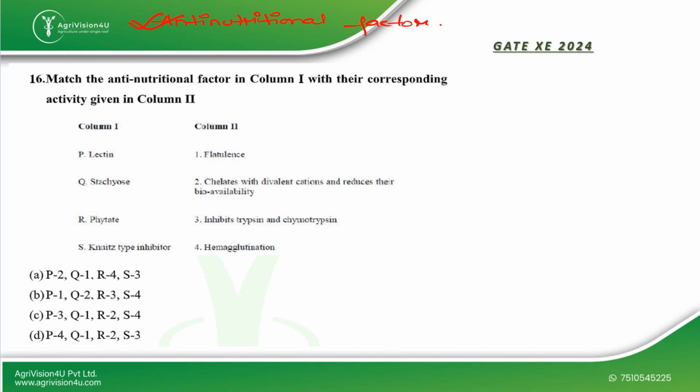So lectin, this will be hemagglutination. Option number D will be my correct option. Why? Because lectins are known for their ability to cause hemagglutination. So we know hemagglutination is actually the clumping of red blood cells. So over here lectin will go with hemagglutination.